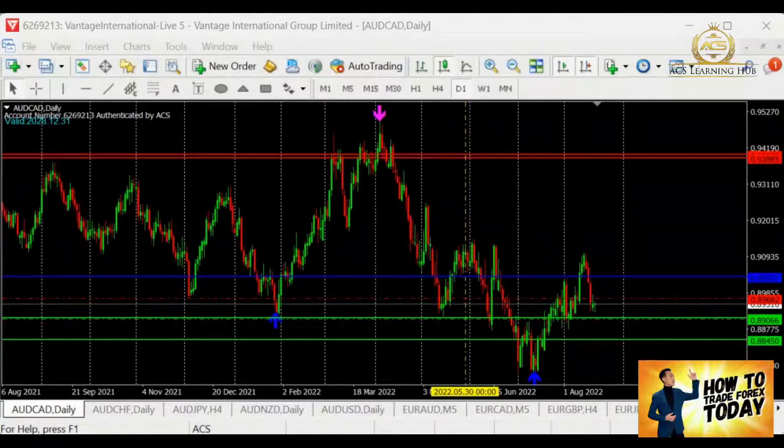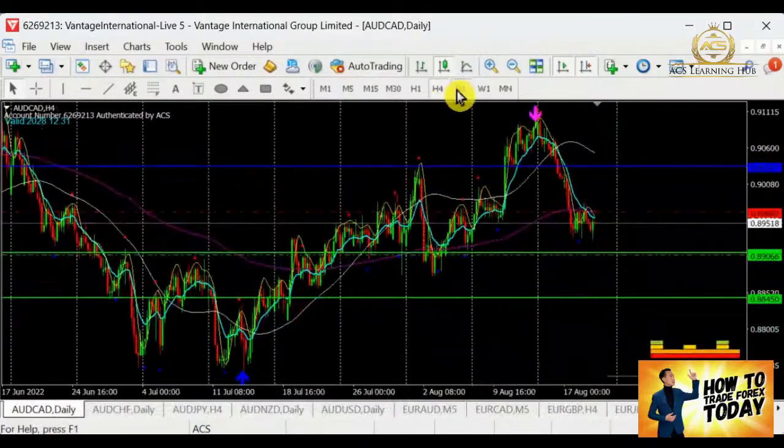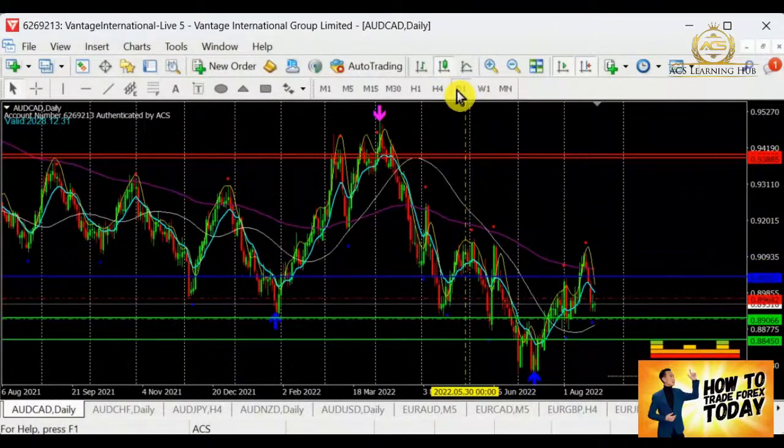So now, tentatively, let's look at this first. I'm looking at the Aussie CAD. Let's analyze all the Aussie CAD first.